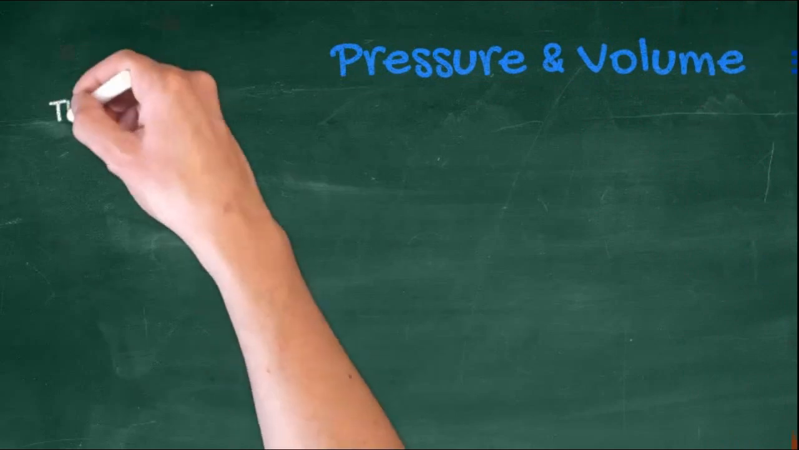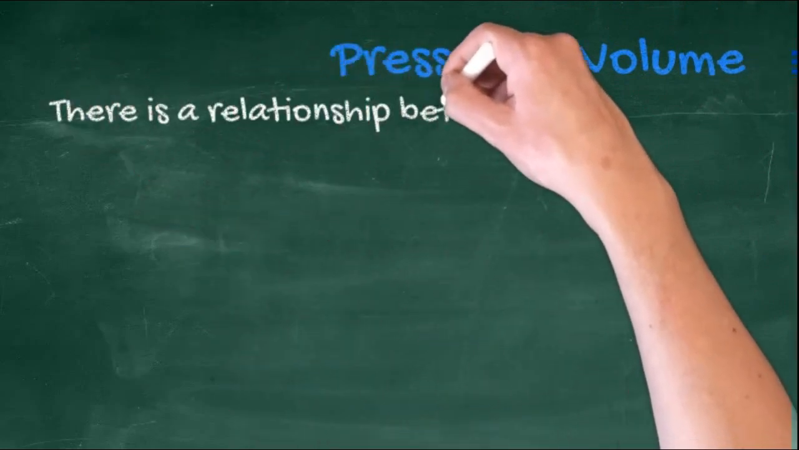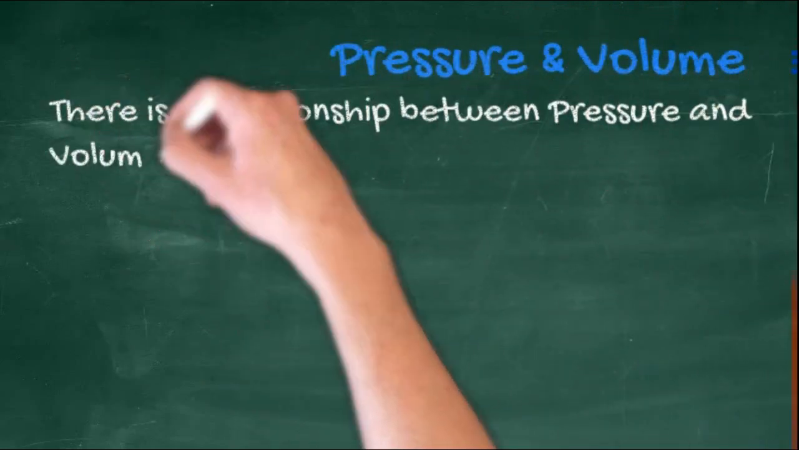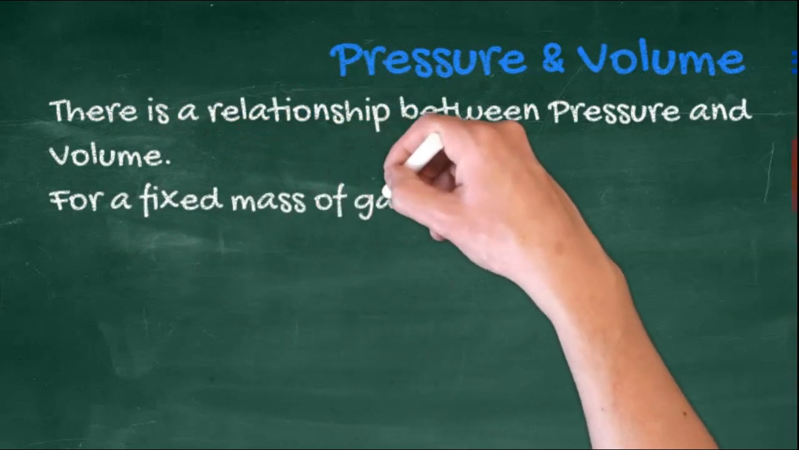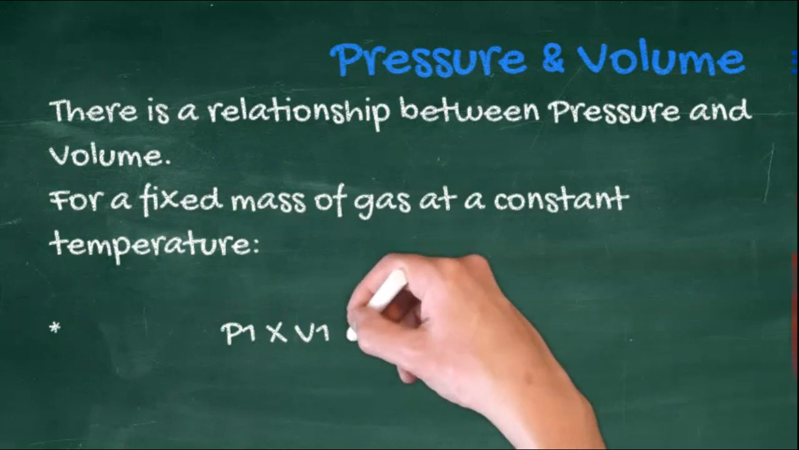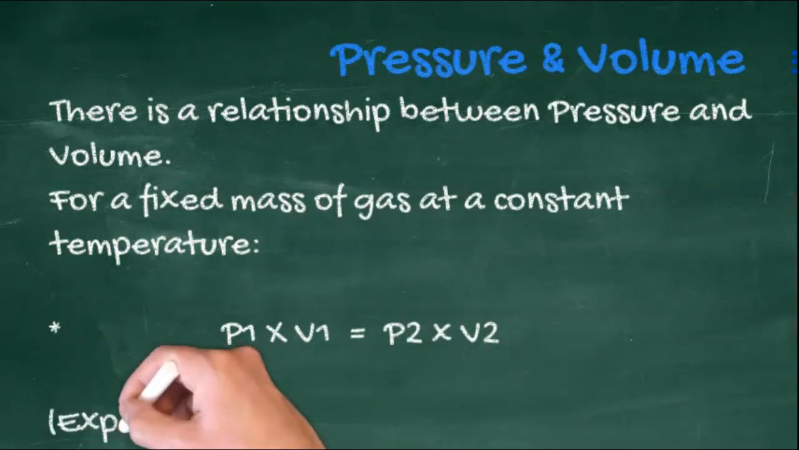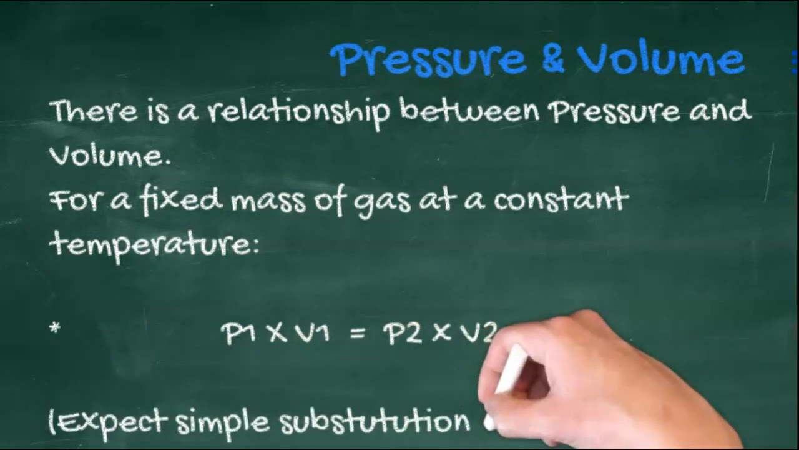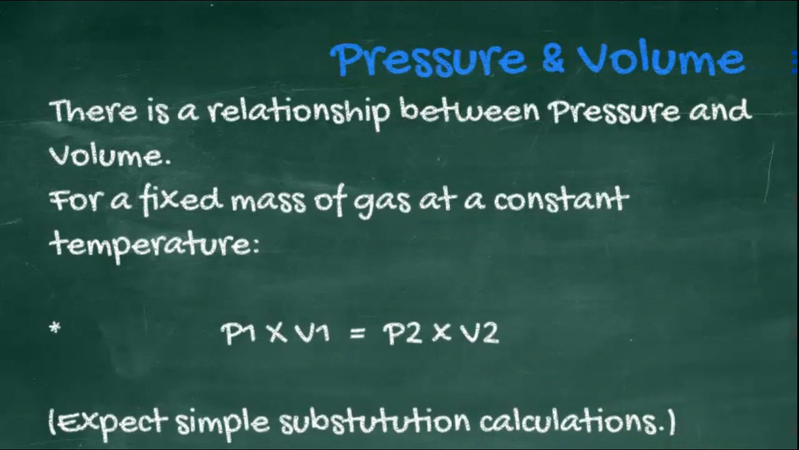For a fixed mass of gas at a constant temperature, there is a relationship between pressure and volume given by the formula P1 times V1 equals P2 times V2. You should expect simple substitution calculations, but the formula will be given to you.